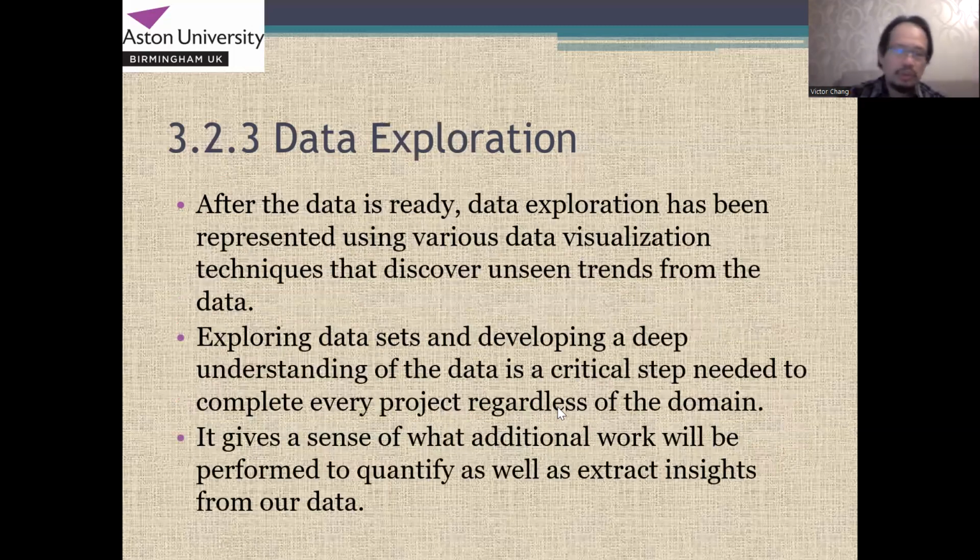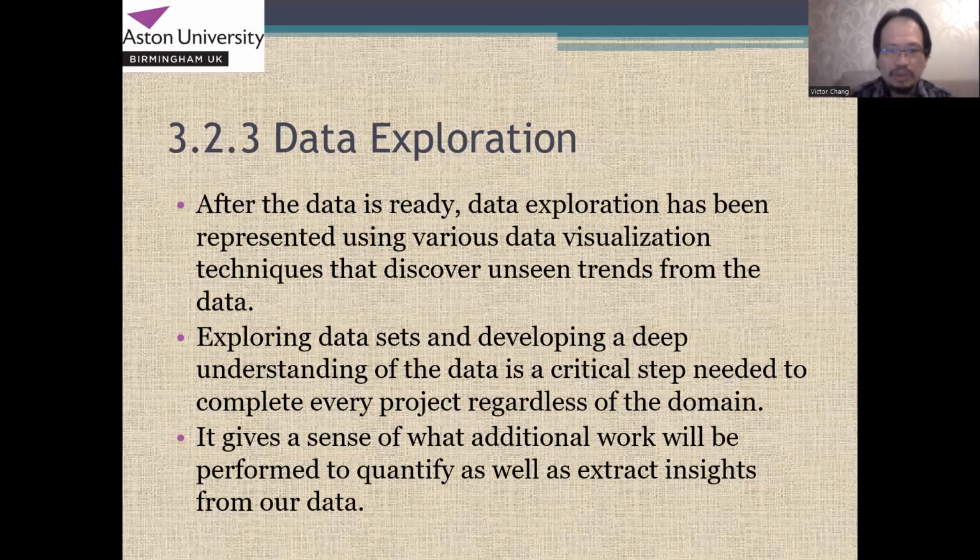Data exploration. So when everything looks fine now, the first thing is to understand the data. At least that we have some basic level of understanding about what the data is telling us. Because before we dig in further, we need to explore all the possibilities. So when the data is ready, the data exploration is represented using various data visualization techniques that discover unseen trends from the data. Exploring the data set and developing a deep understanding of the data is a critical step needed to complete every project regardless of the domain.